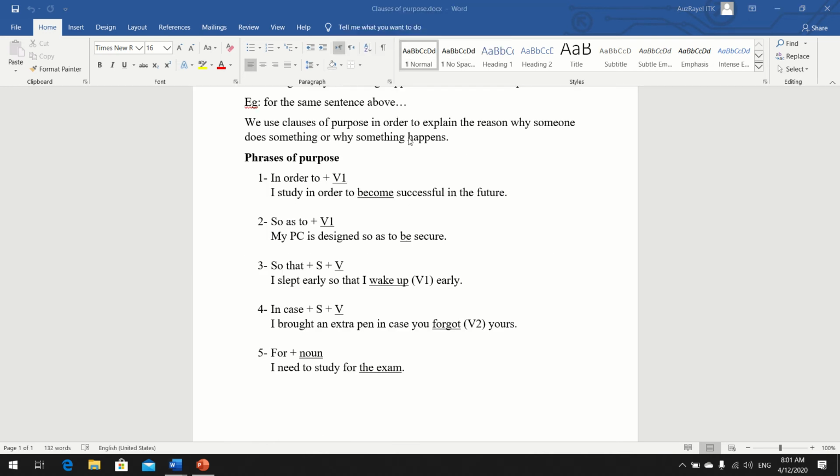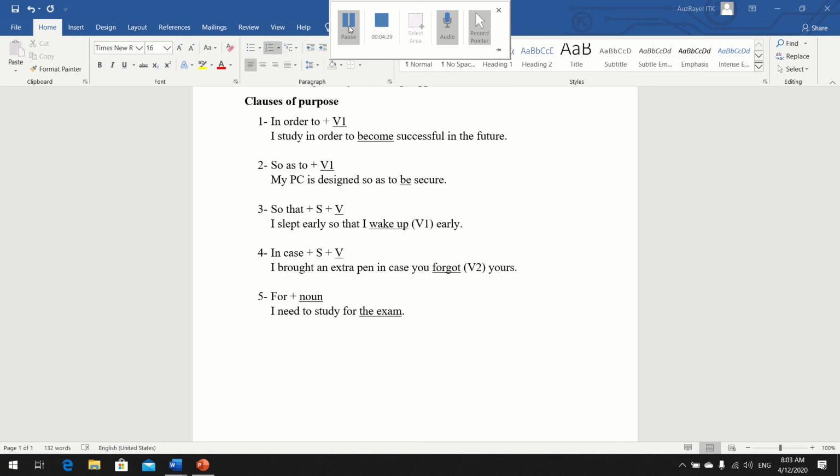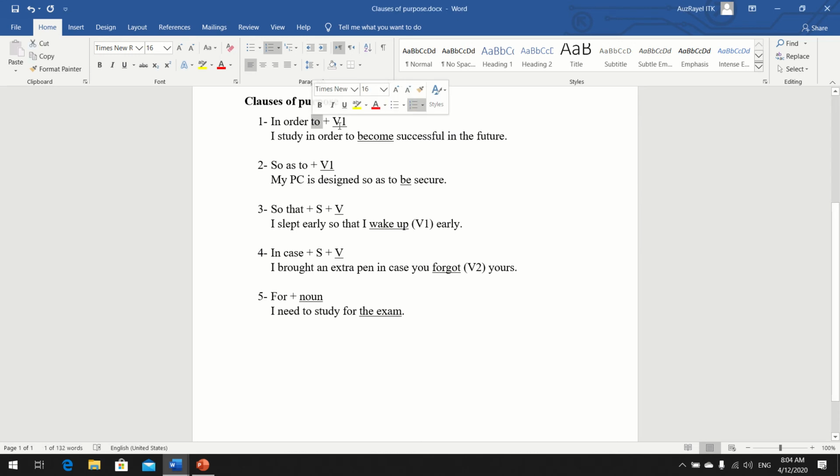So now we have more than one clause of purpose and more than one use for them. Okay, more than one clause of purpose and more than one use. So the first clause that we have here is in order to, and after in order to always comes a verb 1 or a bare infinitive verb. Remember the bare infinitive, which is to plus verb 1, and since we have here in order to and then followed by verb 1, it becomes a bare infinitive.